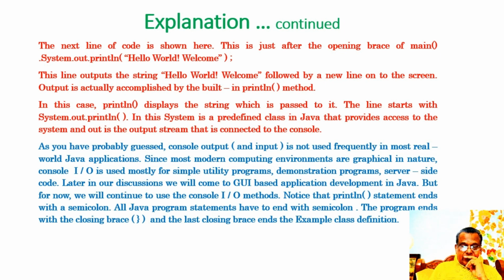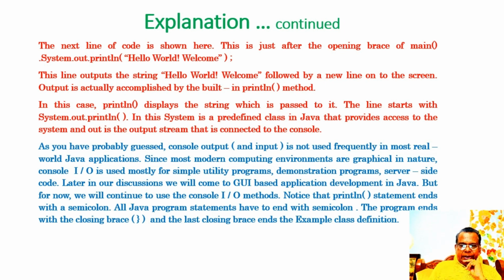Output is actually accomplished by the built-in println method. In this case, println displays the string which is passed to it. The line starts with System.out.println. In this, System is a predefined class in Java that provides access to the system, and out is the output stream that is connected to the console. We will have elaborated discussions on System and out later in our discussions.